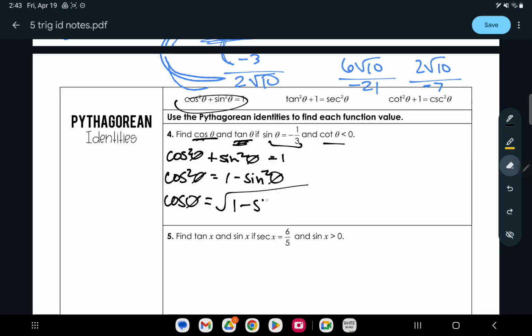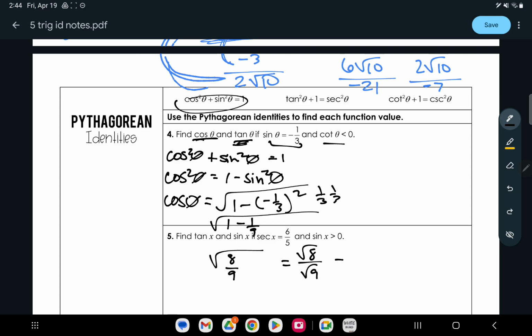And then I'm just going to replace sine squared with negative 1/3, and we'll square it. So 1 minus, and then 1/3 squared is 1/9. 1 minus 1/9 is 8/9. So that's root 8 over root 9. So that's root 8 over 3. And then we won't even talk about simplifying radicals, but that's cosine.